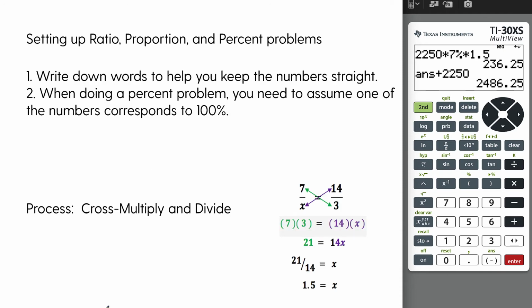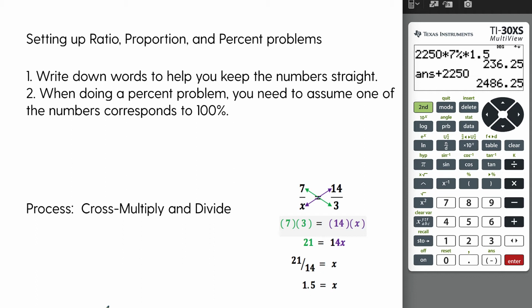So first thing is setting up these problems. You'll see that I end up using a process like a template that can be used for the most simple problems to the most advanced problems. And step 1 is to write down words to help you keep the numbers straight. So the words are going to be associated with something, whether it's a percent increase or decrease, or maybe a discount, or if it's just a part over the whole.